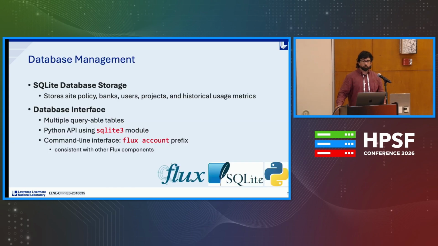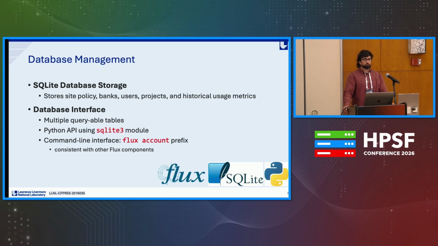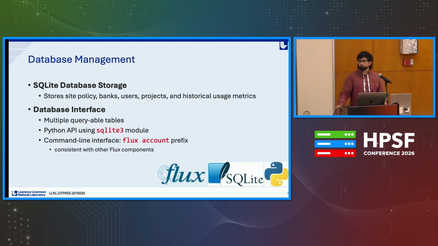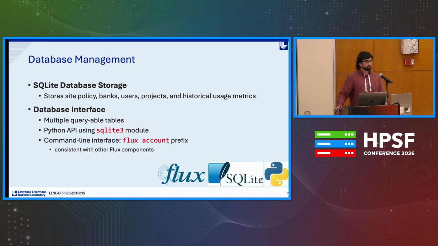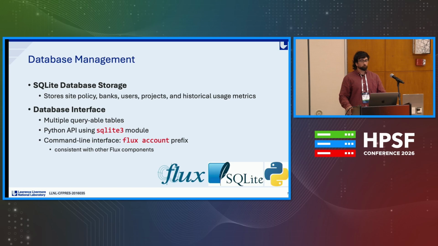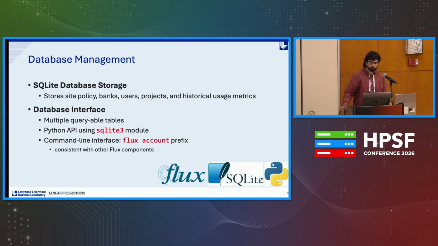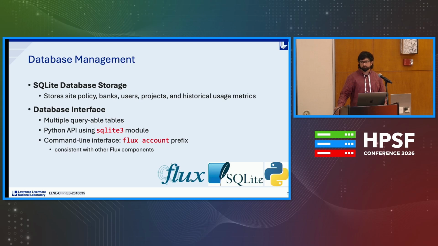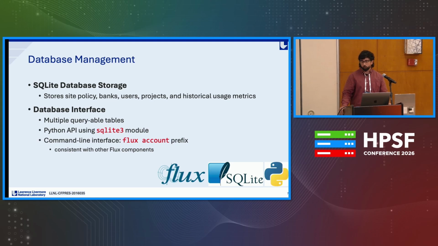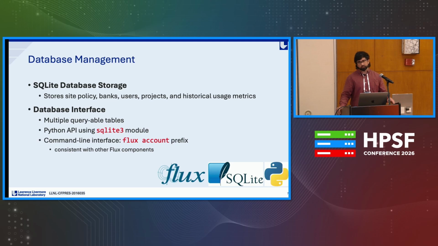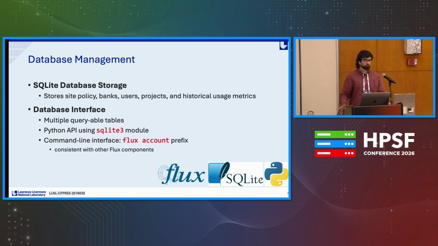So I'll talk about all of the information that's stored in flux-accounting. It's responsible for storing pretty much everything that you would need relative to user, bank, queue, project information, recent job history, things like that. It uses an in-memory SQLite database to store and manage all of this data. Pretty much all of the information that's stored in the SQLite database is queryable and modifiable, both through a SQLite shell or a Python API or front-end command line interface. And all of the commands to actually interact with this data are prefixed with flux-account, which allows it to fit in pretty seamlessly with the rest of the Flux command suite.